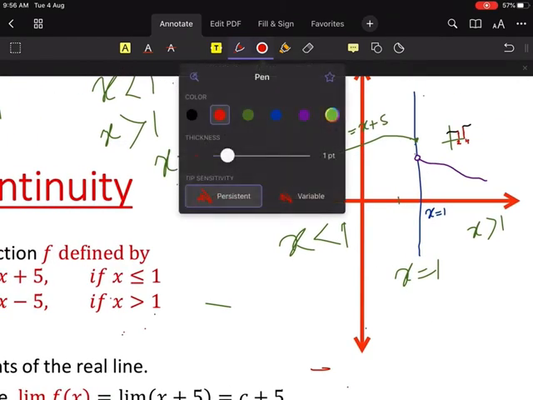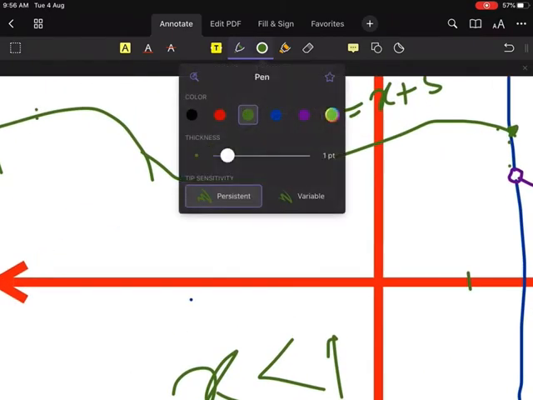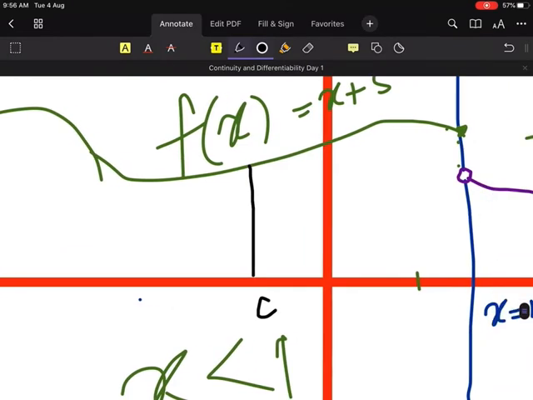So if it can never be undefined, then for x less than 1, this graph will keep on continuing like this. Yes or no? Understood? So in order to prove the continuity of this function, listen very carefully, I will assume one point C that lies within x less than 1.